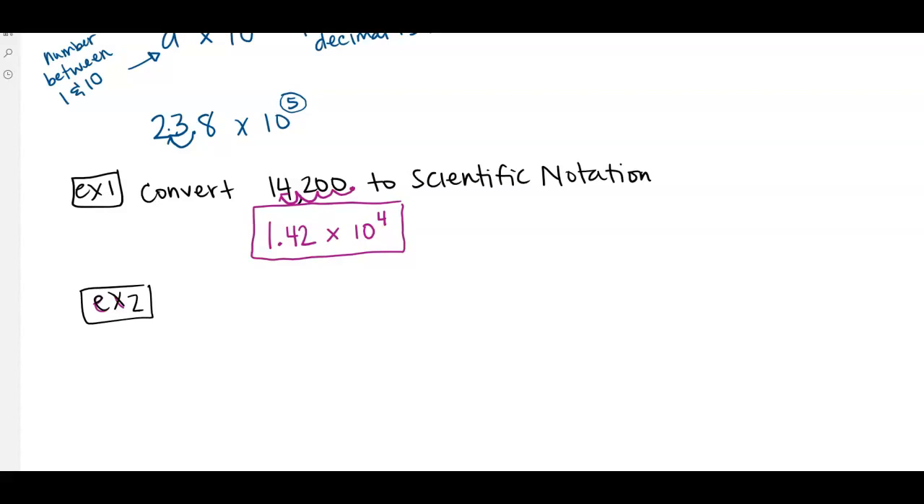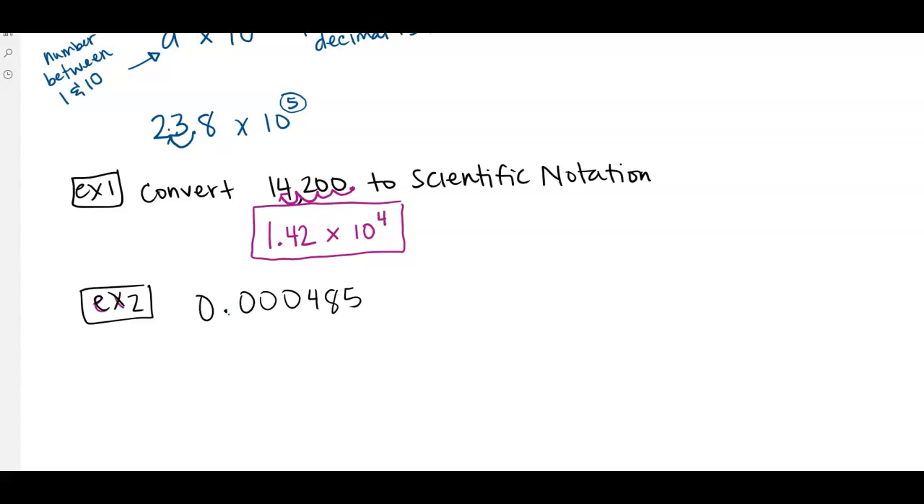Okay, so for the second one, let's do 0.000485. Right? So again, when I'm looking at this, this is a really small number. It might have a lot of digits, but 0.000485 is a small number. So I know that my power that it's going to be raised to this time is going to be a negative exponent, right?